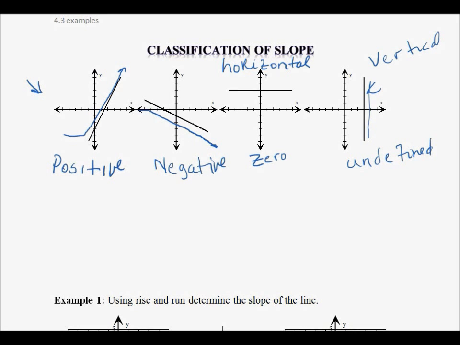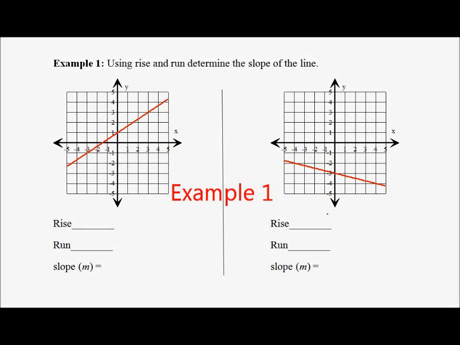So to recap, if the line rises from left to right, it has a positive slope. If it falls from left to right, it has a negative slope. If it's a horizontal line, the slope is zero. And if it's a vertical line, the slope is undefined. For example 1, we're going to use the rise and run to determine the slope of the line. So we have two examples here.